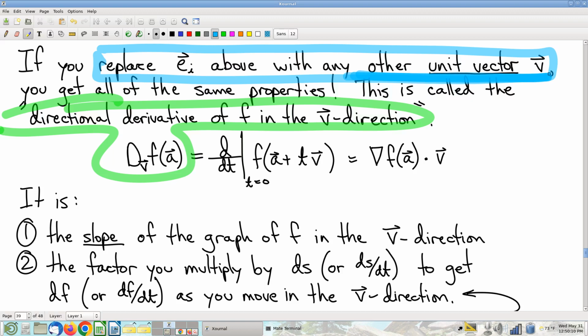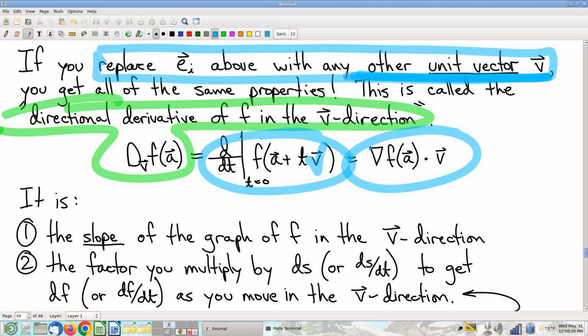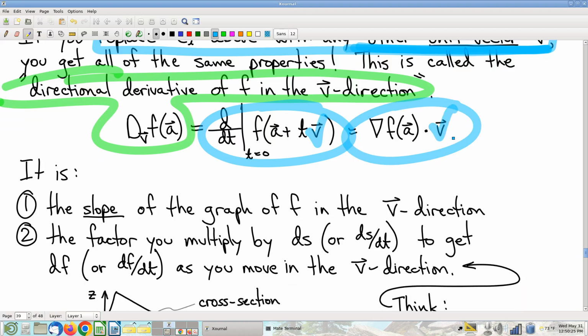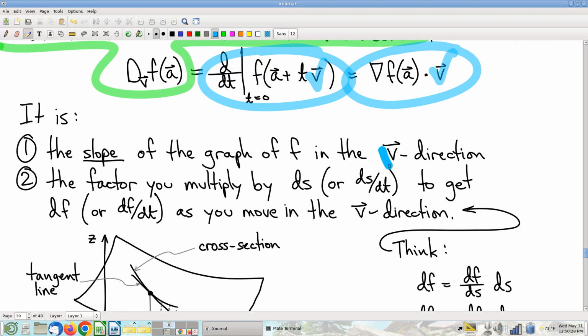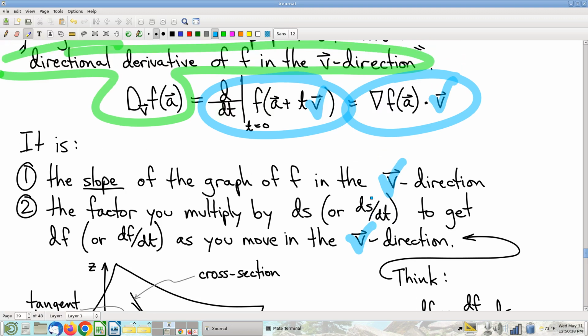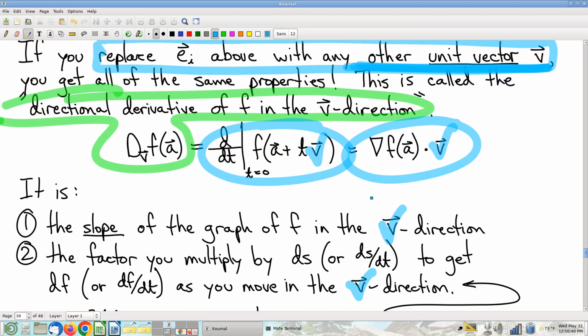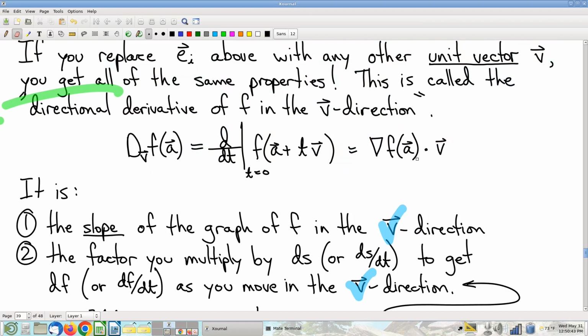And so that definition formula turns into this. There's that new unit vector V instead of EI. Here's the dot product with the gradient formula. Unit vector V instead of EI. Slope of the graph as you move in the V direction instead of EI. And multiplicative factor as you move in the V direction instead of EI. So I'm just going to assert that, again, I'm not going to prove these formulas. Proofs are in the book if you want to see them. It's perfectly fine. It's just a bunch of algebra.